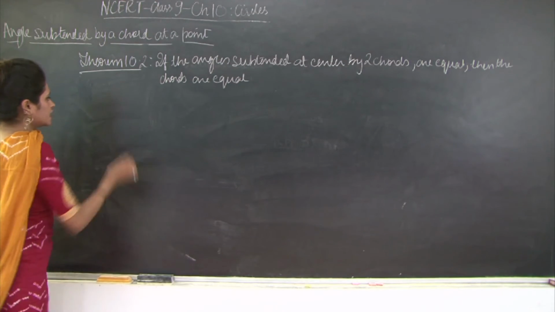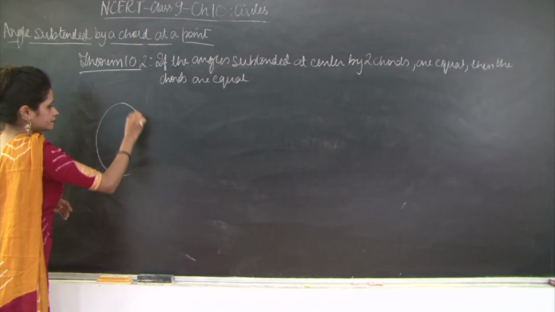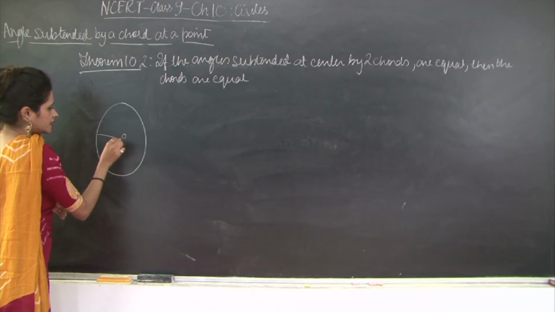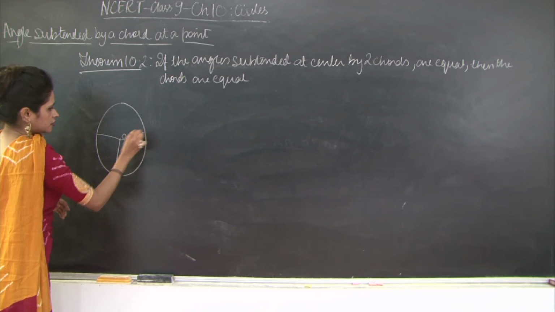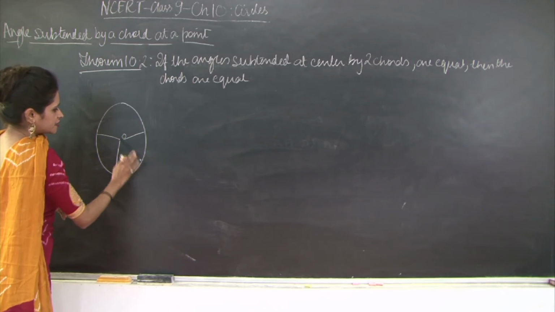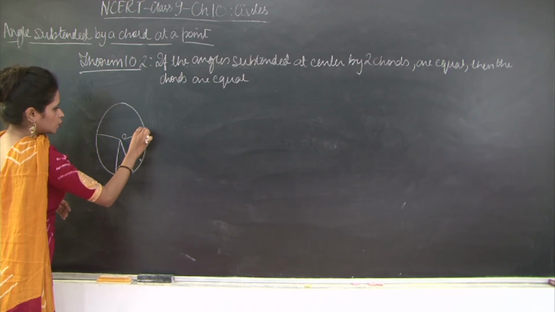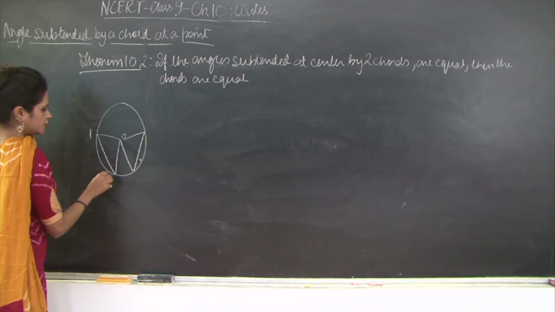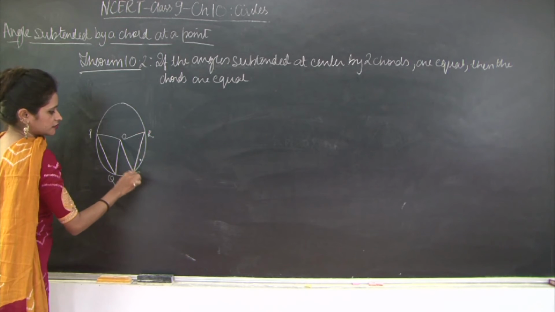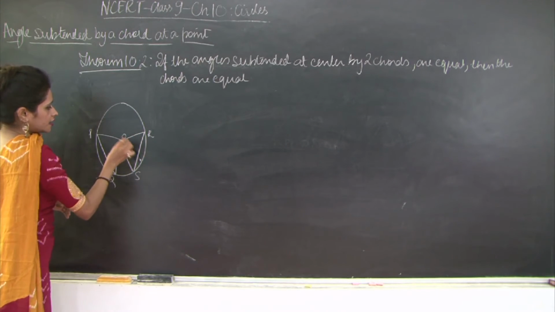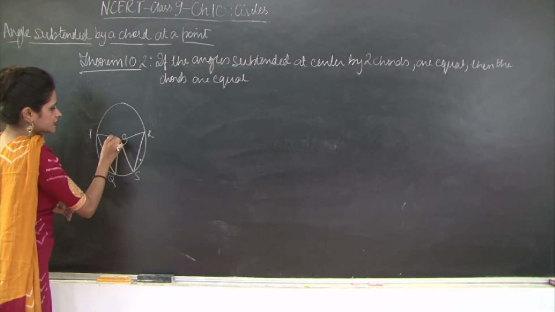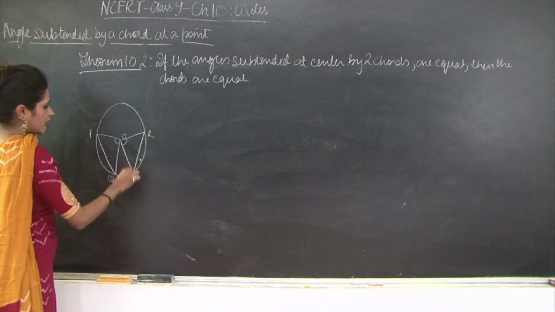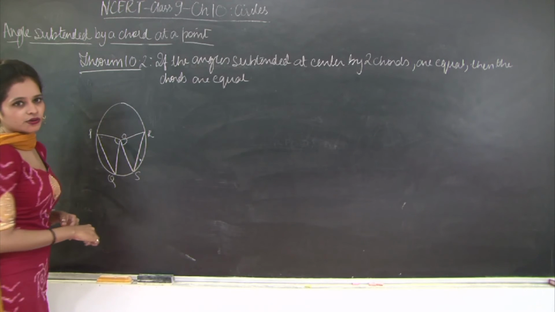So what does this mean? If I have a circle with center O such that I have angles subtended at the center by two chords. So my chords are PQ and RS, right? It's been given that this angle is equal to this angle, that is POQ is equal to ROS. I need to prove that RS is equal to PQ, or PQ is equal to RS.